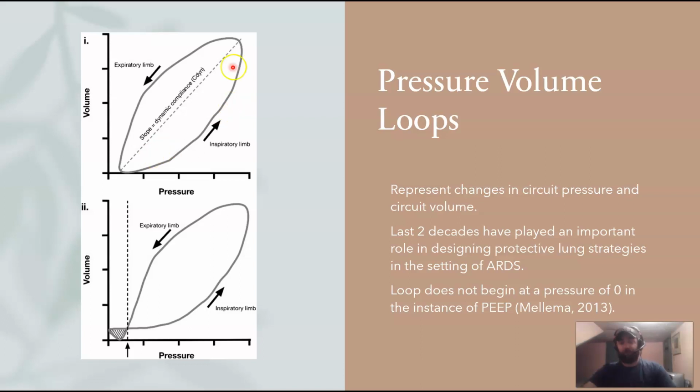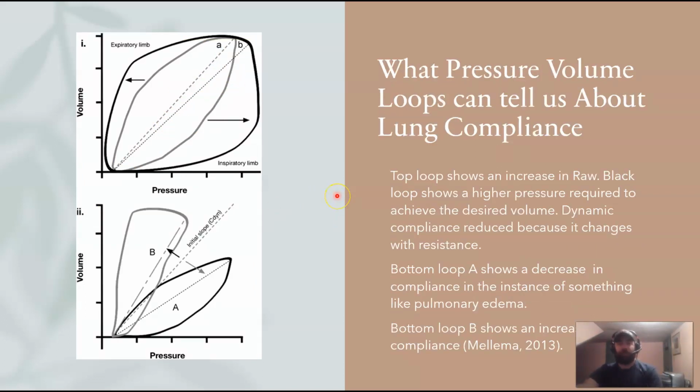So the right side here going up, that is going to be your inspiratory limb, and then the left side going down here is going to be the expiratory side. That hashed line here, that is your dynamic compliance here. So what can they tell us about lung compliance?